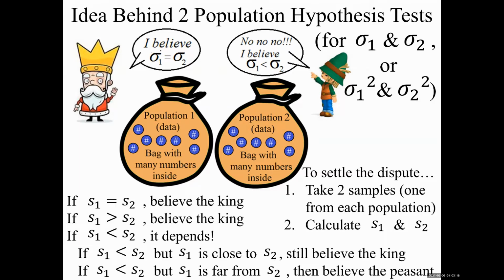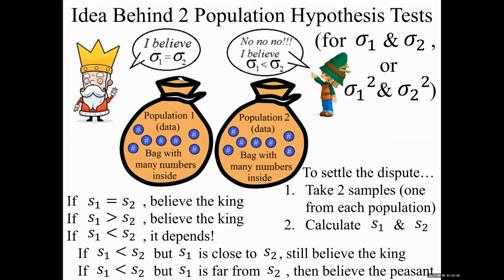So remember, the king's claim will always have an equal sign. Okay, so sigma 1 equals sigma 2. The peasant's claim will never have an equal sign. The peasant's claim will either have a less than, or a greater than, or a not equal to. Which one it is depends on the problem. So you've got to read the problem carefully to figure out which one it is for the peasant. I had to pick one for this slide, so I just picked less than.